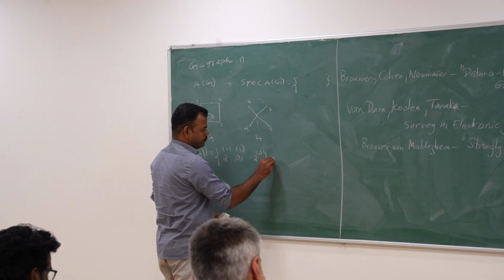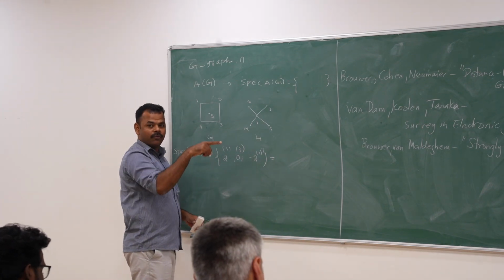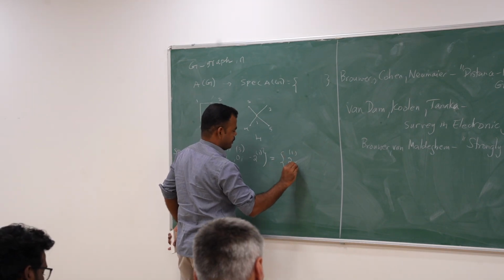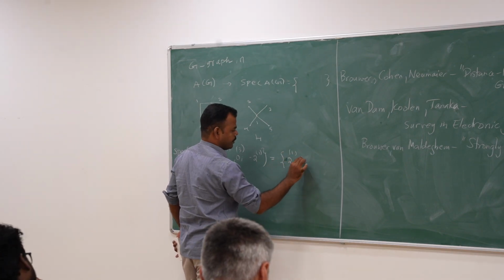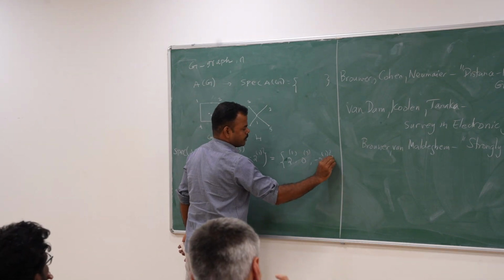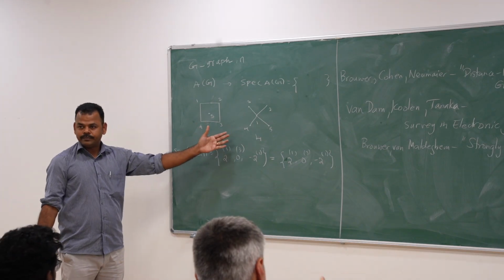For the second one, it's a star, again complete bipartite, K 1,4, hence you have the spectrum as 2 with multiplicity 1, 0 with multiplicity 3, and minus 2 with multiplicity 1. Okay, so clearly these two graphs are not isomorphic, right?